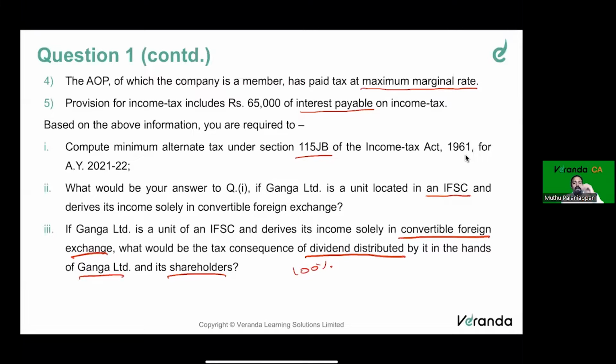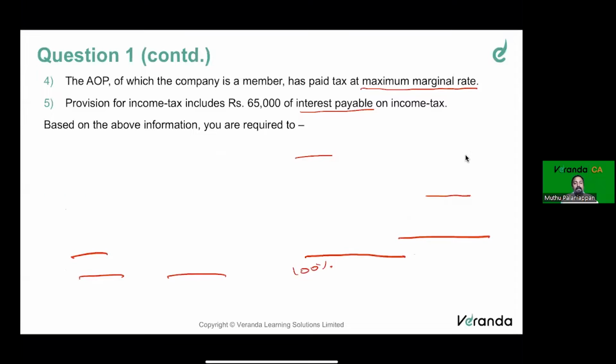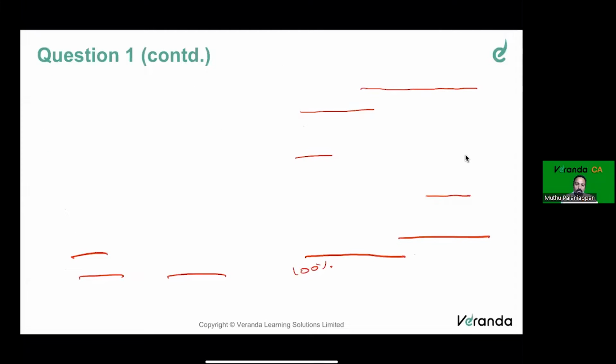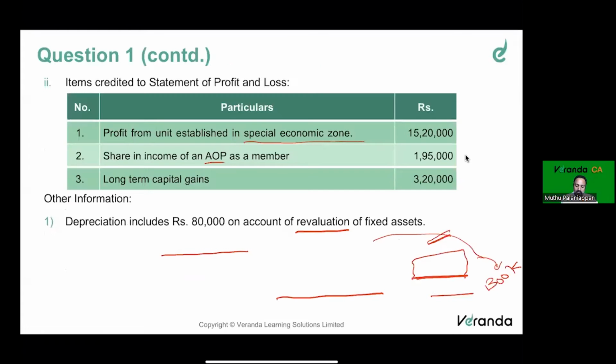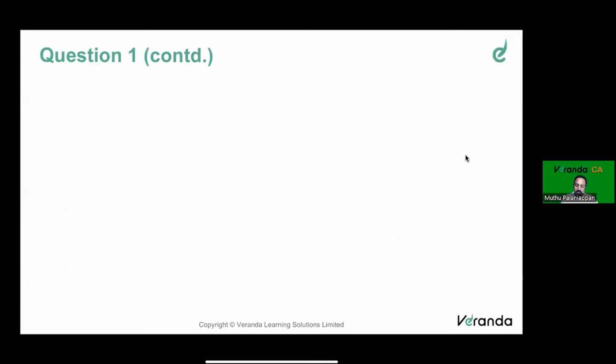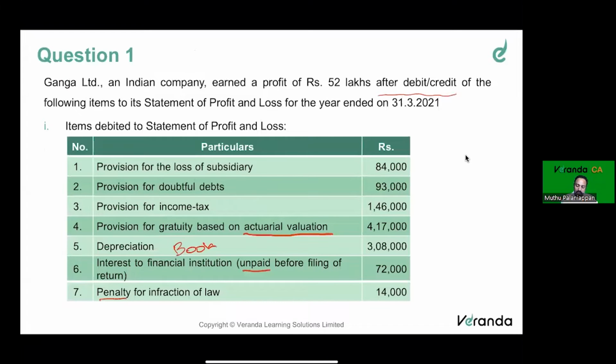Now, we'll go back to the question to understand each one of the items and then go to the solution, so that we understand the basic provisions of 115 JB. So we'll go back to the first slide. Just give me a moment. Yeah, that's the first page.